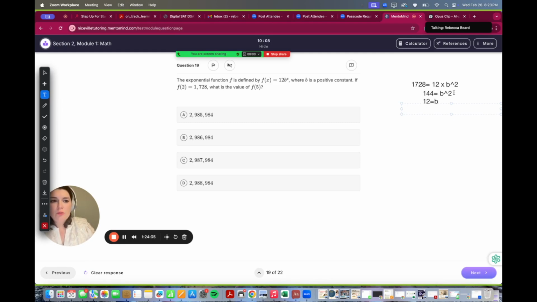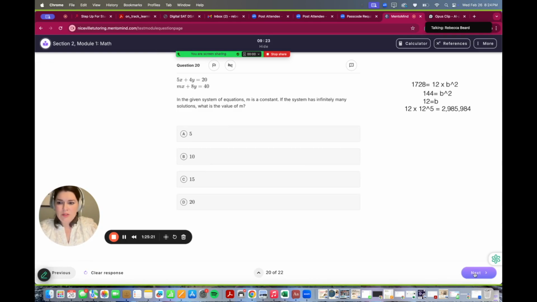If you're confused why I went b to the power of 2 equals 144, to 12 equals b, I square rooted that. And then what I am plugging in from there is 12 times the base, which is 12, but then what's more important is you do to the power of 5, which is going to equal your answer A, which is ridiculously large, 2,985,984.